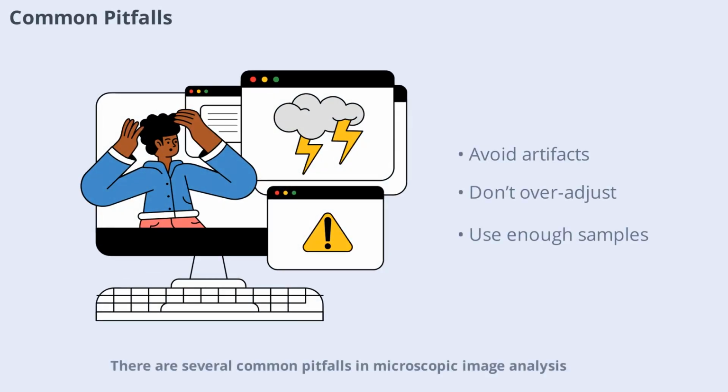There are several common pitfalls in microscopic image analysis. These include misidentifying artifacts, over-adjusting images, or drawing conclusions from too few samples. Being aware of these mistakes helps you avoid them and ensures your analysis is accurate and reliable.